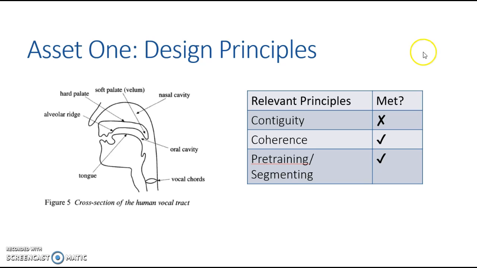In terms of coherence, it only indicates the parts of the human vocal tract that are involved in producing English sounds. So for instance, you don't have the uvula being indicated here. As a whole, it also meets the pre-training and segmenting principles. It introduces the students to the parts of the vocal tract before, later in the chapter, the authors are going to talk about how they're used in producing sounds.